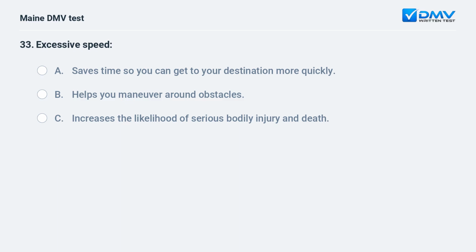Excessive speed: A. Saves time so you can get to your destination more quickly. B. Helps you maneuver around obstacles. C. Increases the likelihood of serious bodily injury and death.